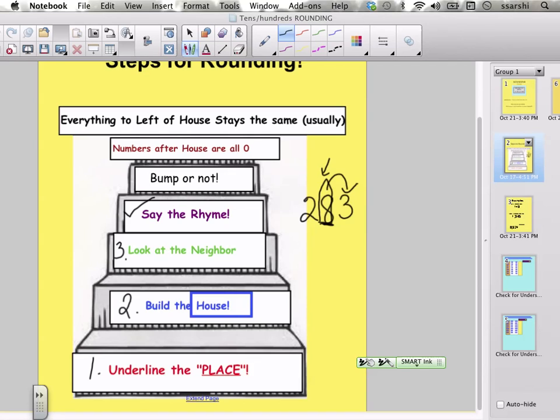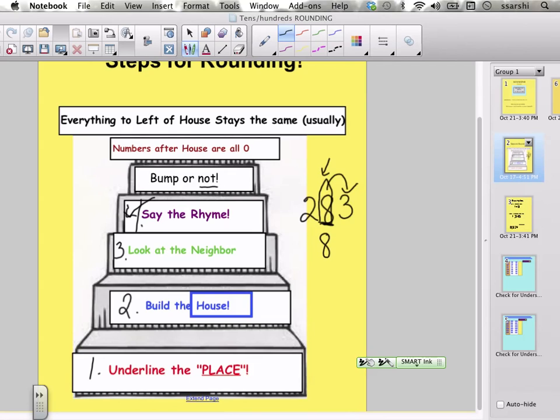I then say the rhyme, number 4, the rhyme we've learned in class, which is, if the neighbor is 5 or above, you give the digit in the house a shove. If it's 4 or below, you leave the digit in the house alone. So in this case, I have an 8 that's in the house. It's in the tens place. I'm looking at my neighbor, which is a 3. A 3 would be characterized as being 4 or below, so I'm not going to bump the number in the house. It will stay the same.